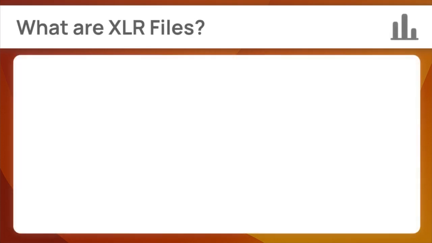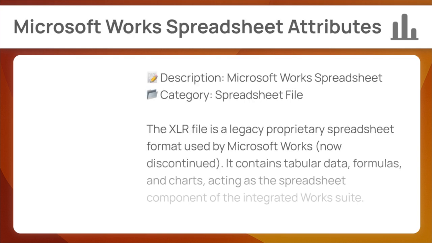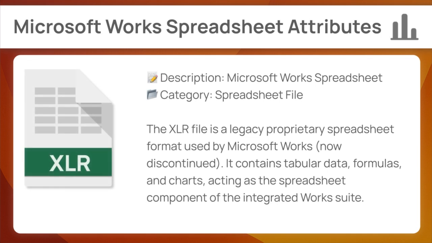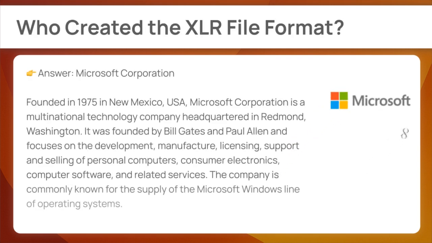You are dealing with an XLR file, which originates from the spreadsheet file family of formats. The Microsoft Works Spreadsheet file type is central to its architecture. The XLR file is a legacy proprietary spreadsheet format used by Microsoft Works, now discontinued. It contains tabular data, formulas, and charts, acting as the spreadsheet component of the integrated Works suite. Developed by Microsoft, the format is closed source and highly specific to the Works application.